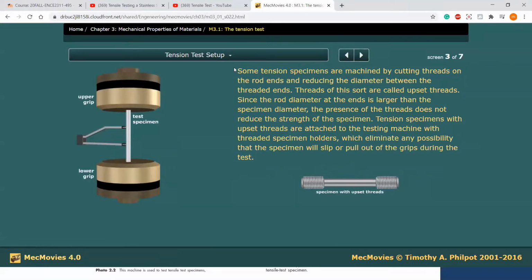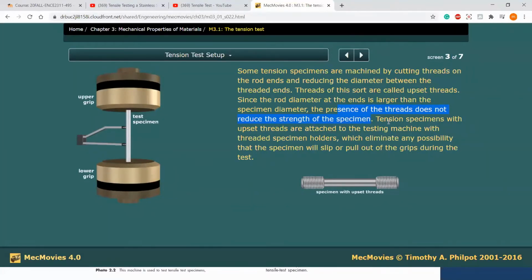In this section, it's explaining what type of testing specimen is used. In our case, we will be using the threaded specimen. It's called offset thread, but let's read this section. Some tension specimens are machined by cutting threads on the rod ends and reducing the diameter between the threaded ends. Threads of this sort are called offset threads. This is exactly what we're going to be using in our testing. Since the rod diameter at the end is larger than the specimen diameter, the presence of the threads does not reduce the strength of the specimen.